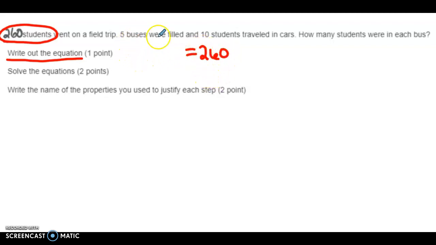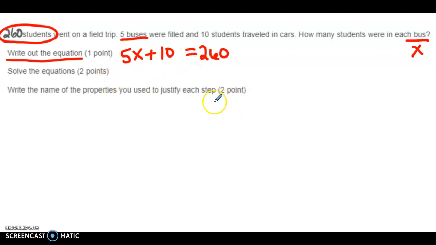All right, then I need to figure out what my variable is, and we want to know how many students are in each bus. So you can either let bus be letter X or B or whatever you want it to be. I'm going to let it be letter X. I know that I have 5 buses, so I'm going to go ahead and write 5X. And then I also know that 10 students traveled in cars, and I'm going to add that to the 5 buses because those are additional students. So that will be my equation.